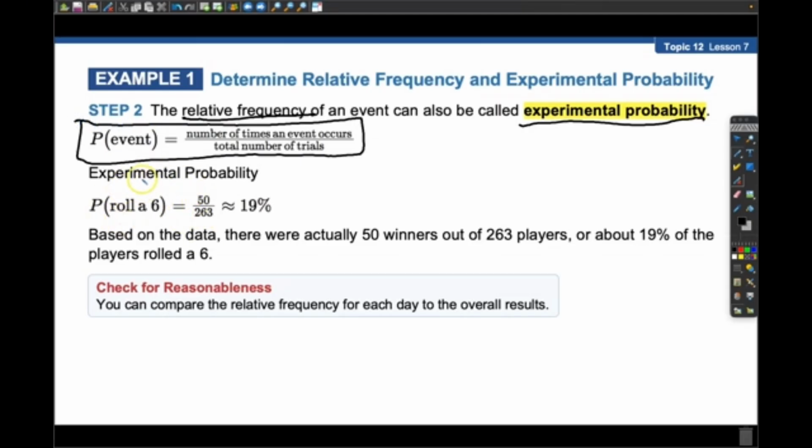So in this situation, the experimental probability was the probability of rolling a 6. It happened 50 times out of 263. That is approximately 19%, like I showed you. So based on the data, there were actually 50 winners out of 263 players, or about 19% of the players that rolled a 6. Okay?